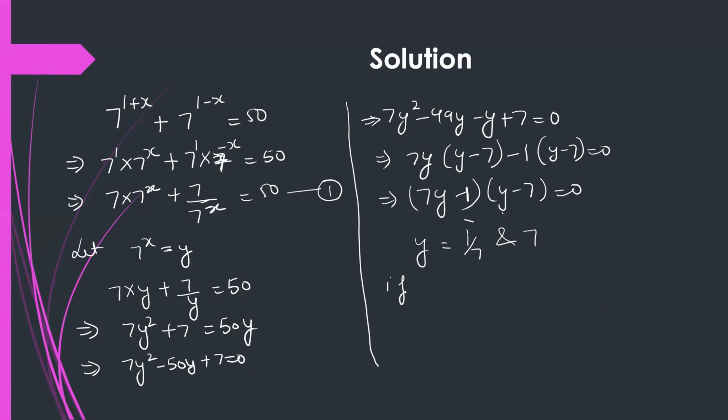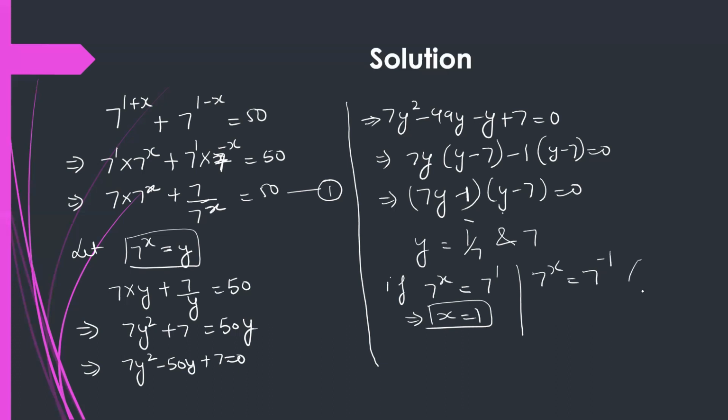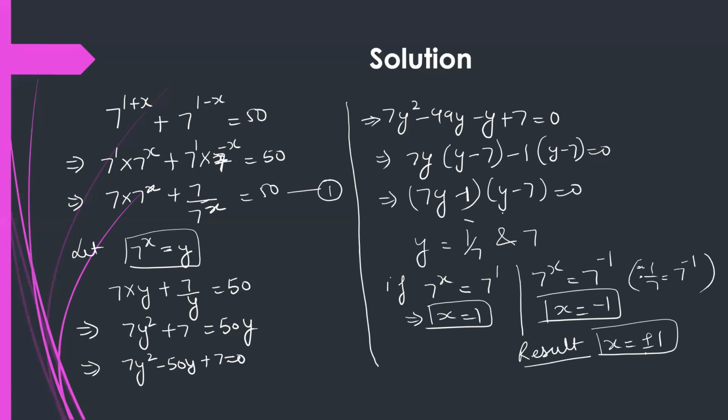Now, we supposed that 7 to the power x is equal to y. That means if 7 to the power x is equal to 7 to the power 1, this implies x will be equal to 1. And if 7 to the power x is equal to 7 to the power minus 1, which is actually 1 over 7, then x is equal to minus 1. So the result is basically x is equal to plus minus 1, which is the required solution of the problem.